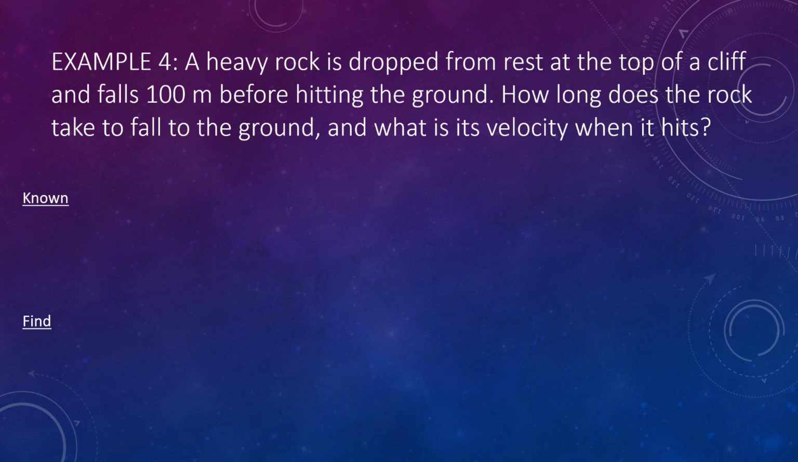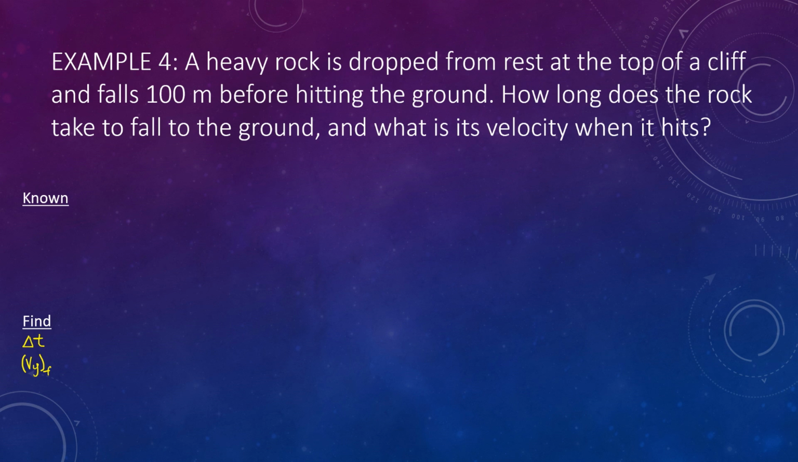So, in this case, let's work backwards compared to the other examples we did. Let's write down what we're finding first. It says, how long does the rock take to fall to the ground? That is a time. We're looking for the time interval, delta t. Additionally, it says, what is its velocity when it hits the ground? So that's the final velocity, Vy final. And again, we're back to y's since this is vertical motion.